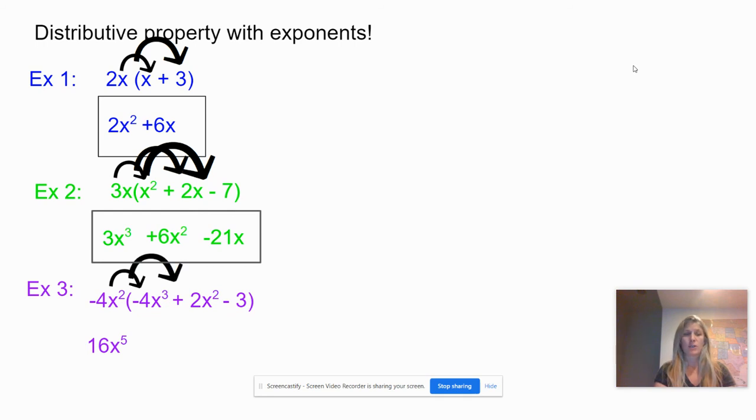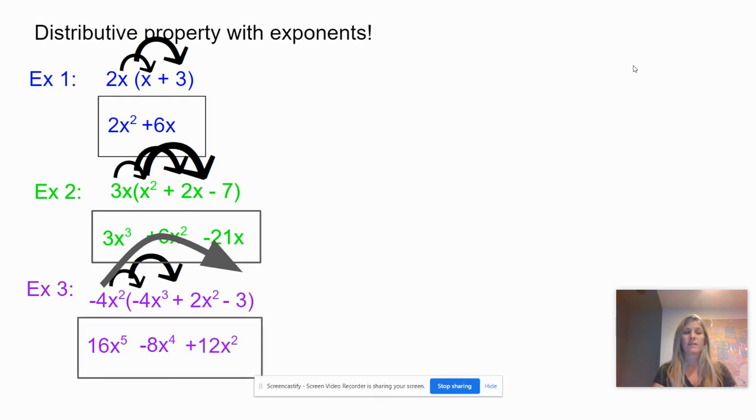Our second multiplication problem is negative 4x squared times positive 2x squared. Negative 4 times positive 2 is negative 8. We have 2 x's here, 2 x's here. That makes it 4 x's altogether. So we have negative 8x to the fourth. Our final multiplication is negative 4x squared times negative 3. We multiply our numbers. Negative 4 times negative 3 is positive 12, and we have x squared. So that's positive 12x squared. So our final answer is 16x to the fifth minus 8x to the fourth plus 12x squared.